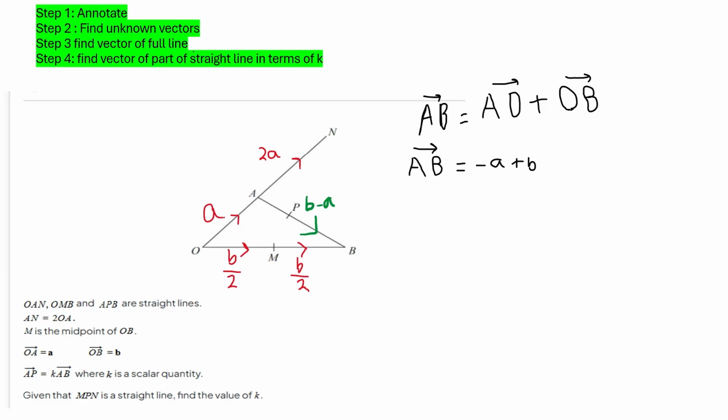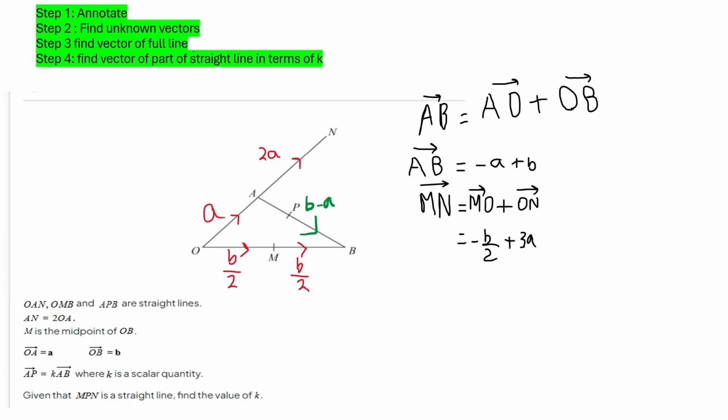So the next step is to find the vector of the full straight line. So we know MPN is an imaginary straight line that we draw through all these 3 points. But we want to start by finding the full vector, which is M to N. And to do that, we can see that we have to go from M to O and then O to N. In order to solve for MO, we have to go in the opposite direction to OM. OM is B over 2. So going from M to O must be -1 times B over 2, which must be minus B over 2. And then to solve for ON, obviously we have to add A and then 2A to get 3A. And that's what we get.